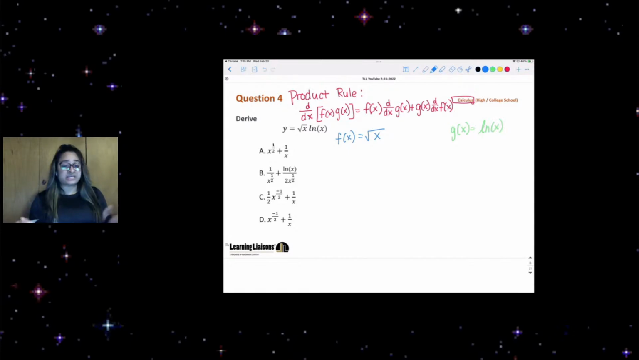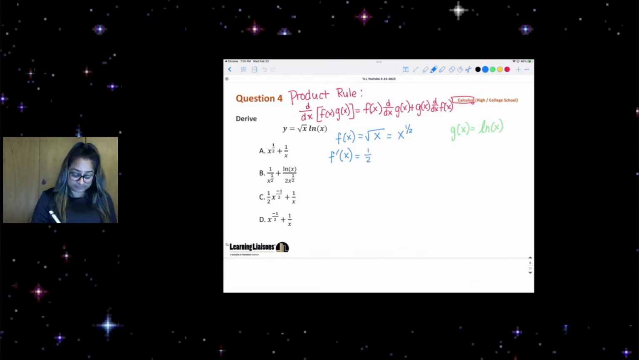Okay, well, I like to take my derivative and then plug them back into the rule. So let's take the derivative of the square root of x. Well, first, before I take the derivative, I'm going to rewrite my function. Why am I going to do that? Because I'm going to get x to the half power. It's the same as the square root of x. So now I'm going to take my derivative. I'm going to take my exponent and put it in the front, and I'm going to subtract 1 from my exponent. So I'll have half x to the negative half power.